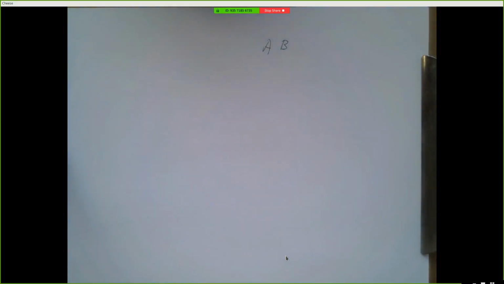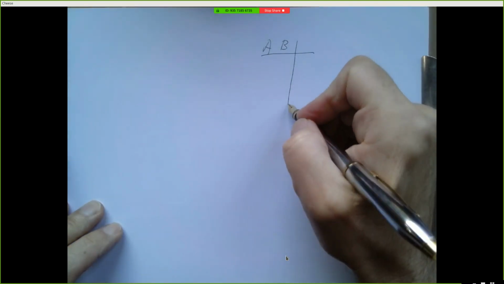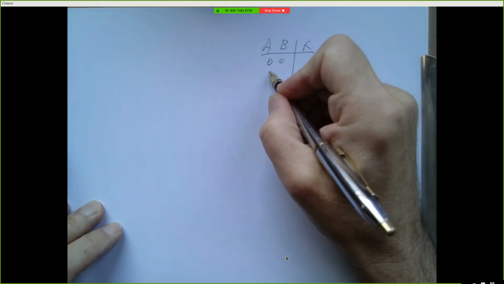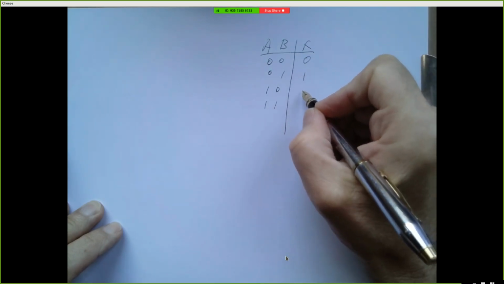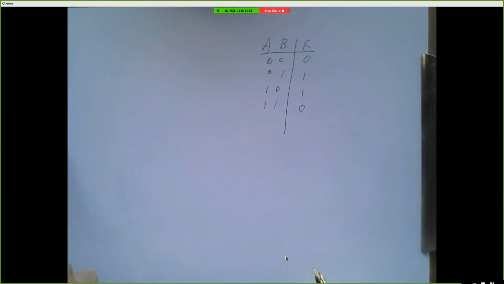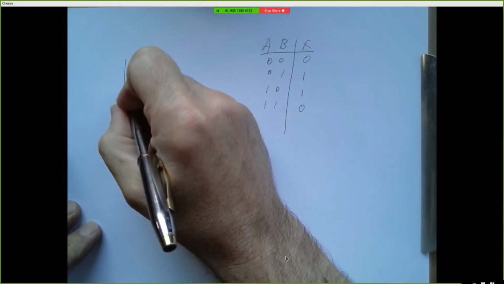Alright, so continuing looking at these kind of unusual cases. So let me just pick on a 2 input. And suppose this is the truth table for our 2 input function. We can make our K-map.